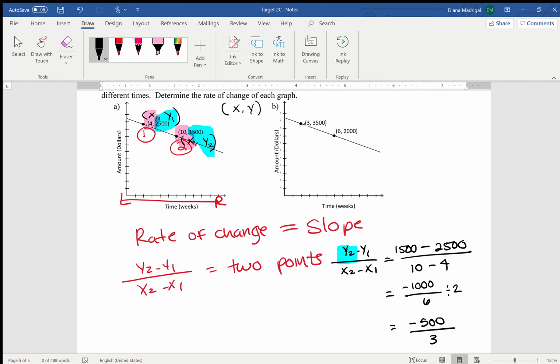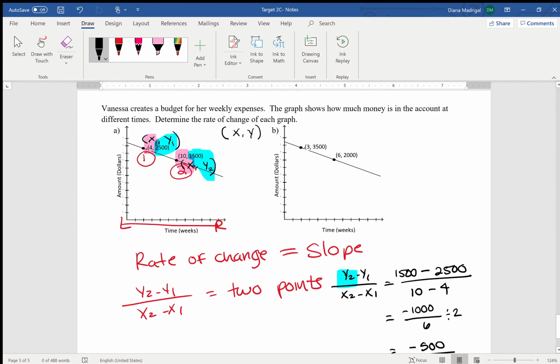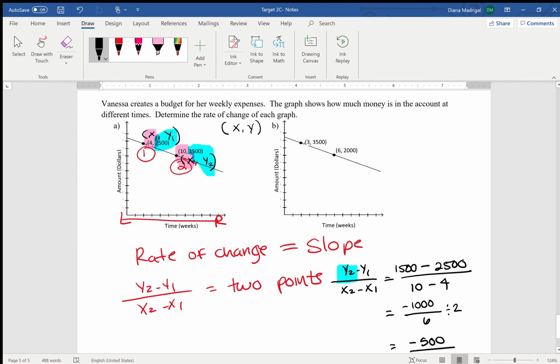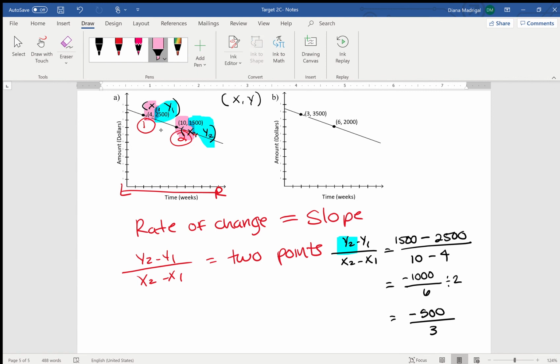Okay, I can't divide both by any other number, so it's going to be negative 500 over 3. That's the rate of change for this one, which is the slope. Okay, so the answer for this is negative 500 over 3.